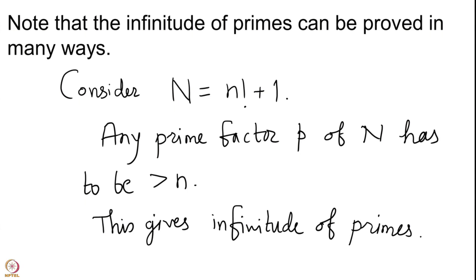There are many other proofs. There is a proof using topology. If you search on Wikipedia for proof of infinitude of primes using topology, then you will find that proof. I am just going to mention one more interesting proof. So this was by Euler, one of the greatest mathematicians, Leonhard Euler.